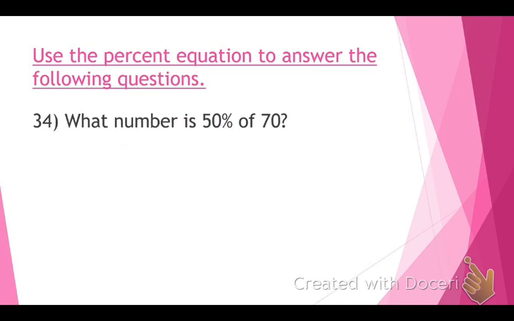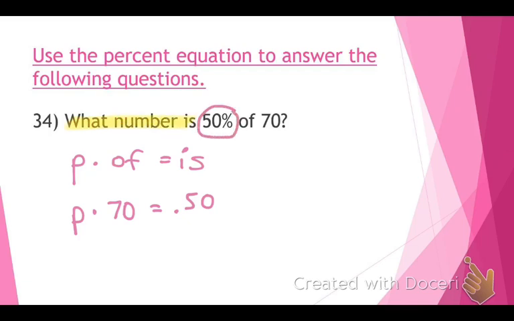Okay, so when using the percent equation for number 34, we're going to start with P times of equals is. And then it'll be P times 70 equals 0.50. Okay, so look, you say P times 70 equals 0.50. I just want us to go through and double check real quick. This says what number is, and the next one says 50%, and the next one says of 70. So did you plug in everything correctly for that one? Notice your P is your percent. Do we know our percent? Yes, we do. So some of those numbers got a little mixed up. So let's go back through real quick and just double check.